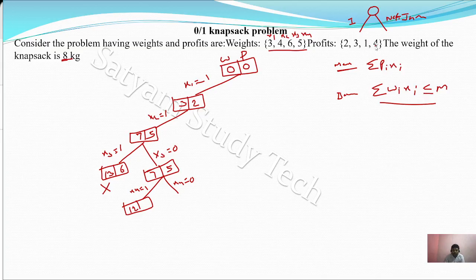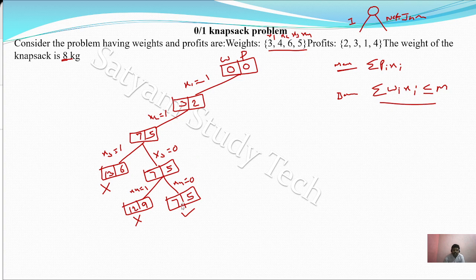So you can get the profit 4 plus 5, that is 9. So here also 12, and 12 is not less than or equal to 8, so you can kill this node. Now x4 is not included. That means x1 is included, x2 is included, x3 is not included. You can add 3 plus 4, 7. So you can take directly here 7, and you can get the profit 5. So this is one solution.